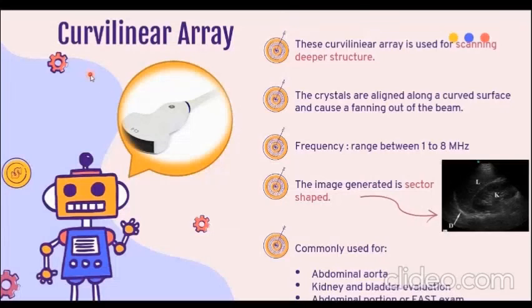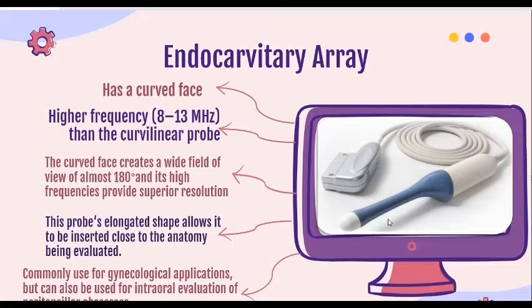Next, we continue with the curvilinear array. This curvilinear array or convex probe is used for scanning deeper structures. The crystals are aligned along a curved surface and cause a fanning out of the beam. This probe has frequencies ranging between 1 and 8 MHz, which allows for greater penetration but less resolution. The image generated is sector shaped. This probe is commonly used for abdominal aorta, kidney and bladder evaluation, abdominal portion or FAST exam, and lastly for transabdominal pelvic evaluation.